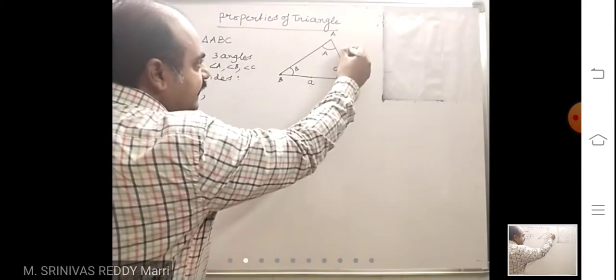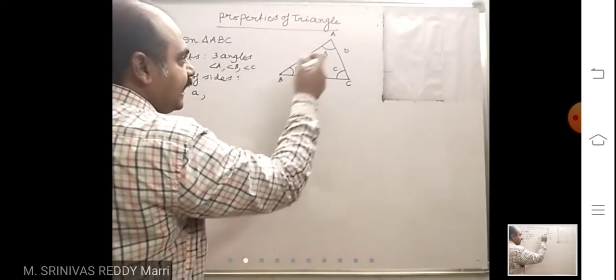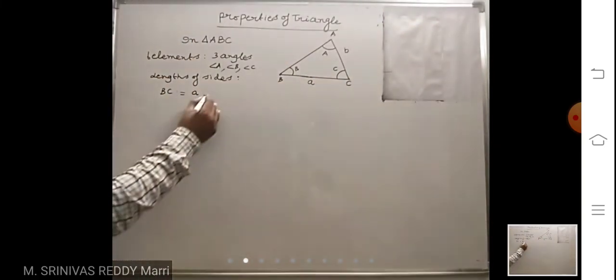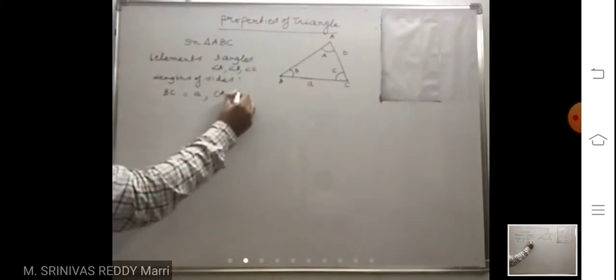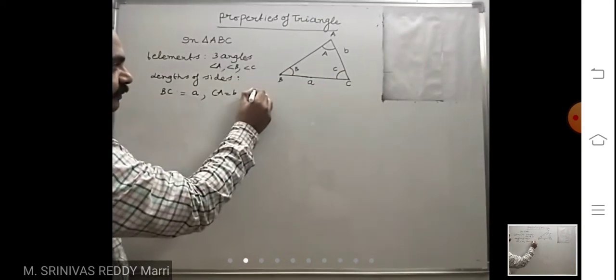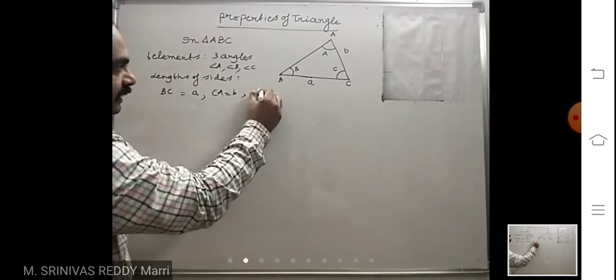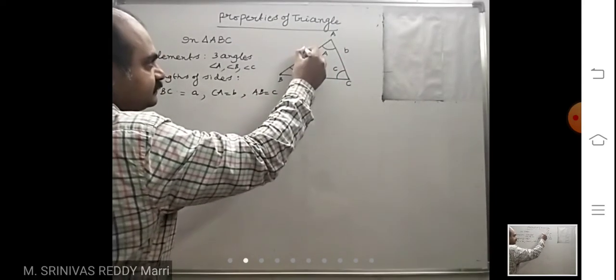This CA length is called small b. Opposite to angle B there is one side, that is CA. This length is denoted by b. Opposite to angle C there will be one side, and that length is denoted by c. These are notations, some symbols.